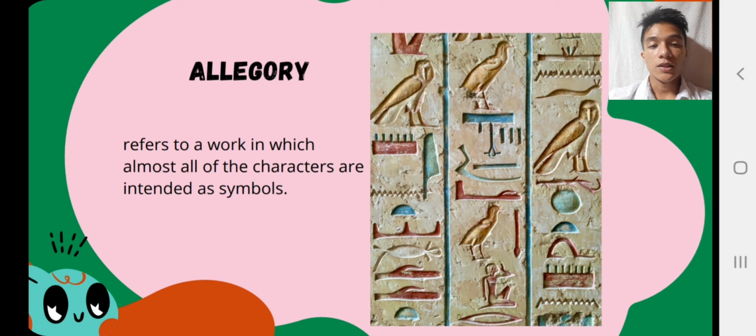Allegory. So what is allegory? It refers to a work in which almost all of the characters are intended as what we call symbols.